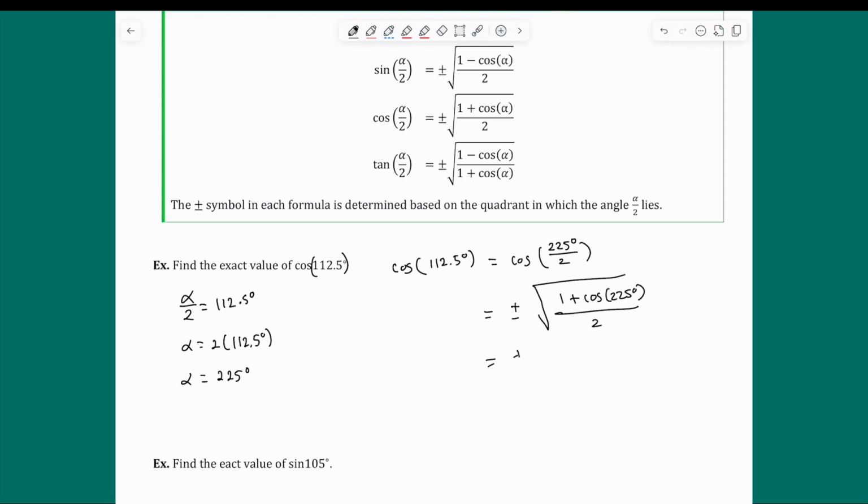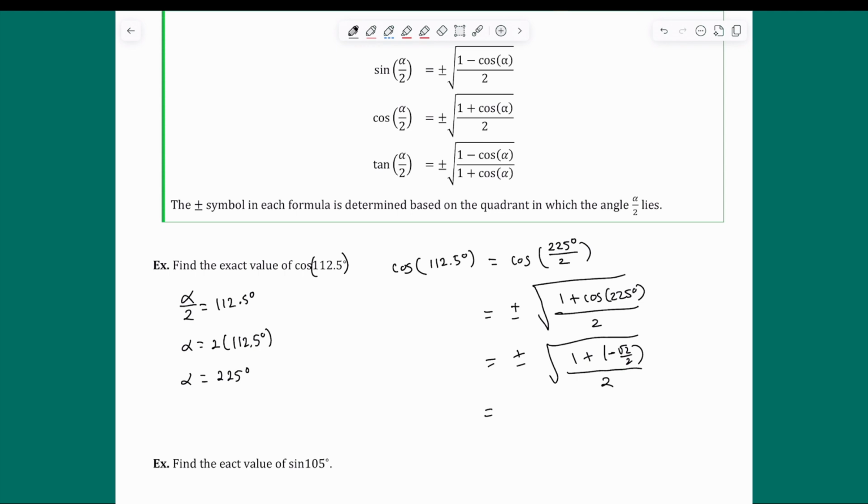which is the same thing as plus or minus the square root of 1 plus, well, cosine of 225 degrees would have a reference angle of 45 degrees. And so we know that's the angle where the x and y coordinates would meet, but in quadrant 3, so therefore that would be negative root 2 over 2. And so that's all over 2.